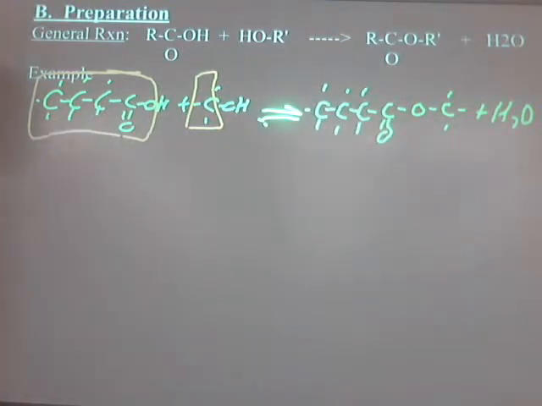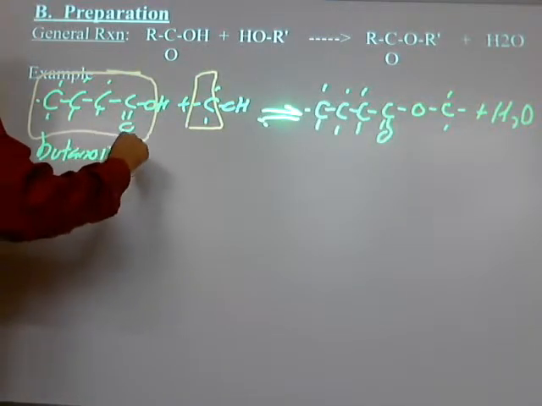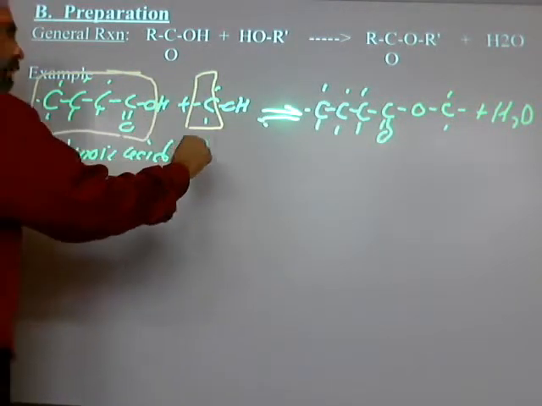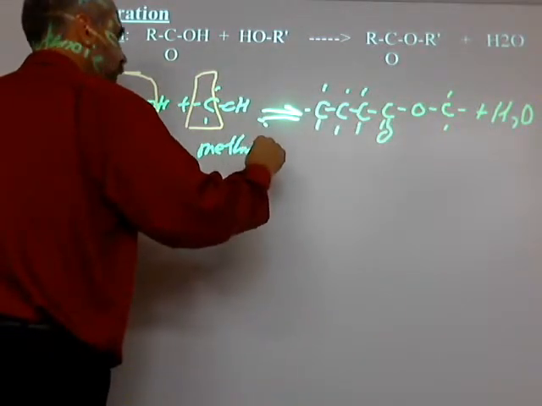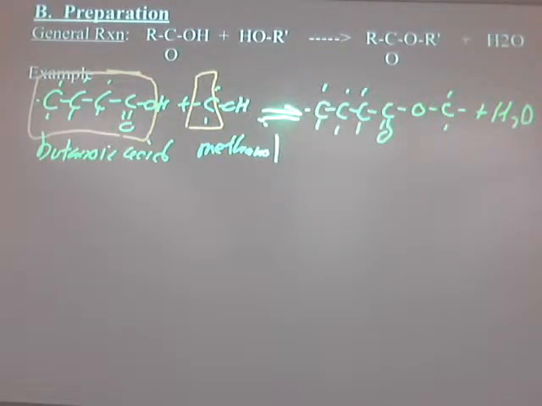I hope. You can name that guy. What's he? Butanoic acid. And this guy would be methanol. You've seen both of those before in examples. And that makes this guy, that's the crazy part. That's why I saved him for naming.